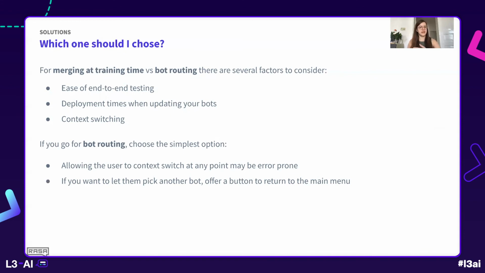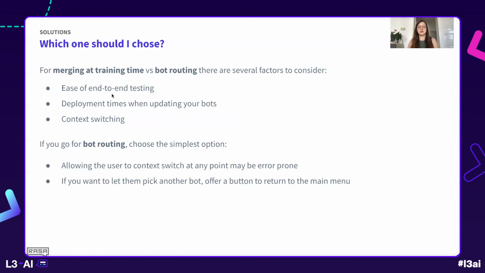Like I said, how easy is it to actually write these end-to-end tests for your bot? How easy is it to make sure that the bot performs as it should when adding new things? I would say testing is a pretty important thing that you should always cover. In this case, end-to-end testing, like I said, is easier in the merging at training time approach. So that's probably the one you should go for if testing is super important to you.